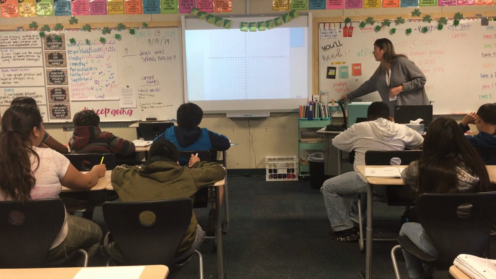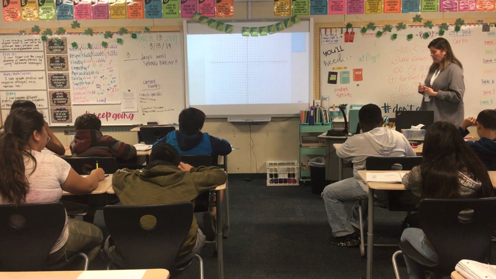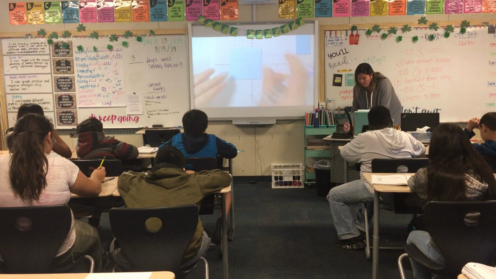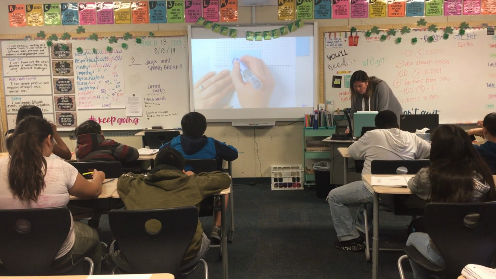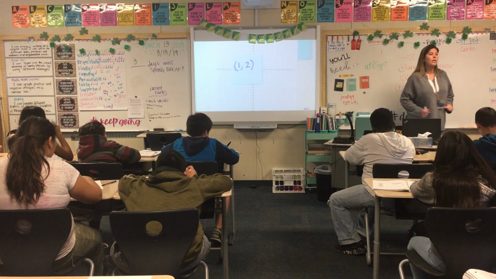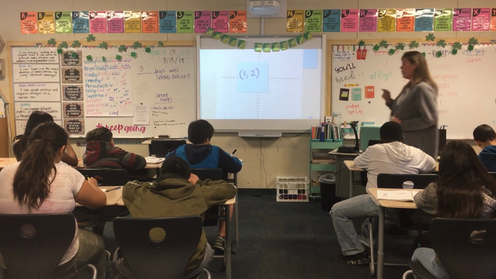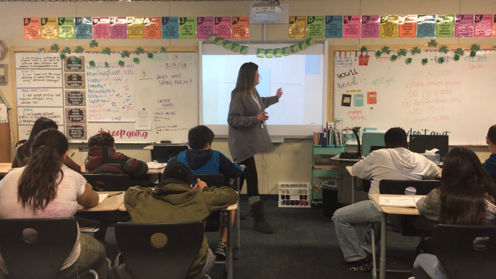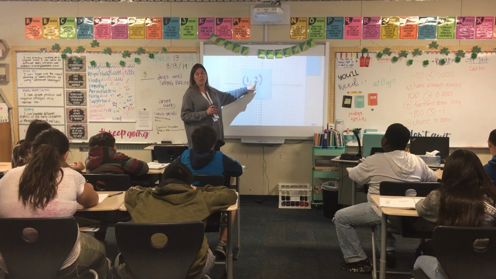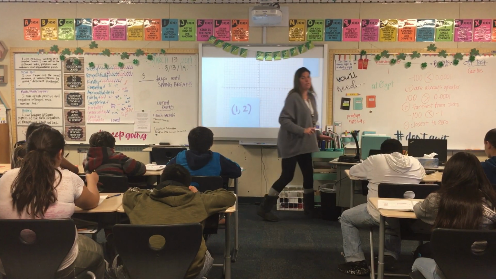So the first point that you guys are going to plot with me, and I'll write it down here first so you can see it, is the point 1, comma 2. So these are the ordered pair 1, 2. On your whiteboard, you're going to use the x-axis as 1, the y-axis as 2. So let me move it down so you can see a little bit better.